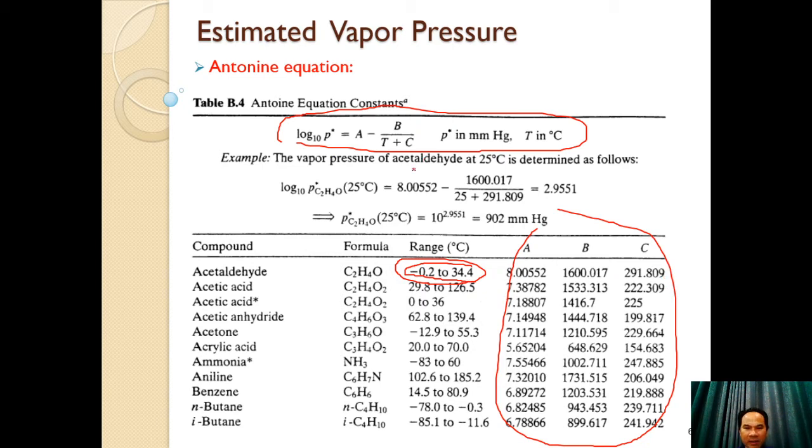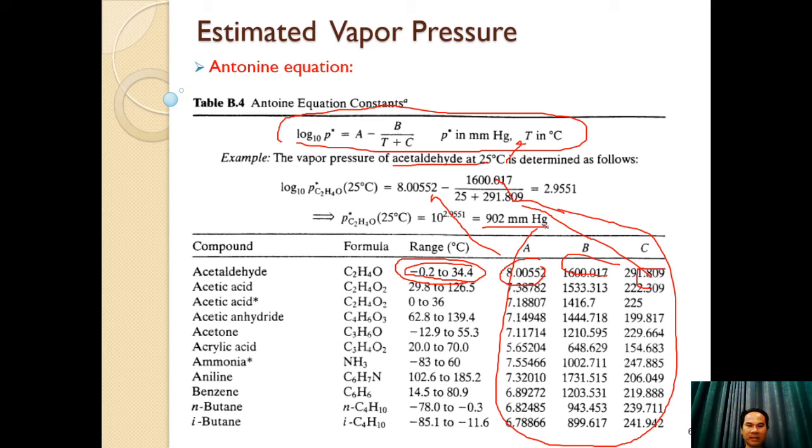Okay. For example, if you calculate acetaldehyde at 25 degrees Celsius, this is the temperature. This is the A value, right? This is the B value, and this is the C value. Okay. Log vapor pressure of acetaldehyde equals A minus B divided by temperature, 25, plus the C value, which equals 2.9551. And then you take the anti-log. Vapor pressure equals 10 to the power 2.9551. You get 902 millimeters of mercury. Okay.